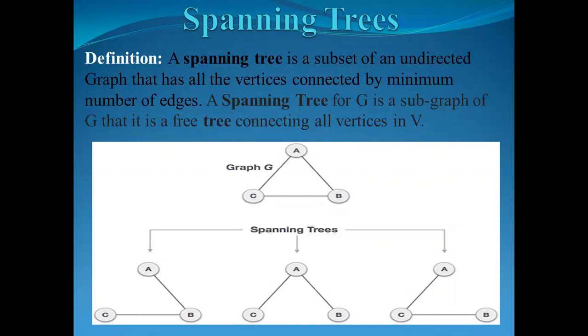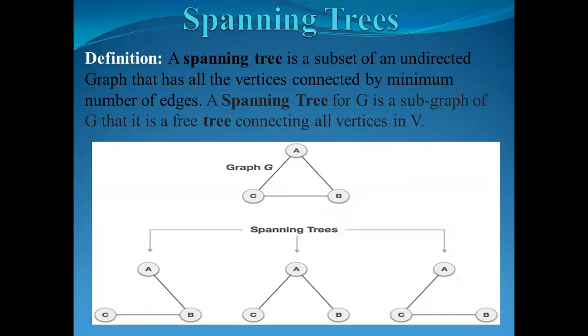If you see the given graph G, this G has three vertices A, B, C. Now there are three edges: A to B, B to C, C to A. Then the possible spanning trees are constructed below. All the spanning trees contain all the vertices of the graph. The first spanning tree is A to B, B to C. The second spanning tree is A to C and A to B. The third spanning tree is A to C and C to B. These are the edges presented in the spanning trees.